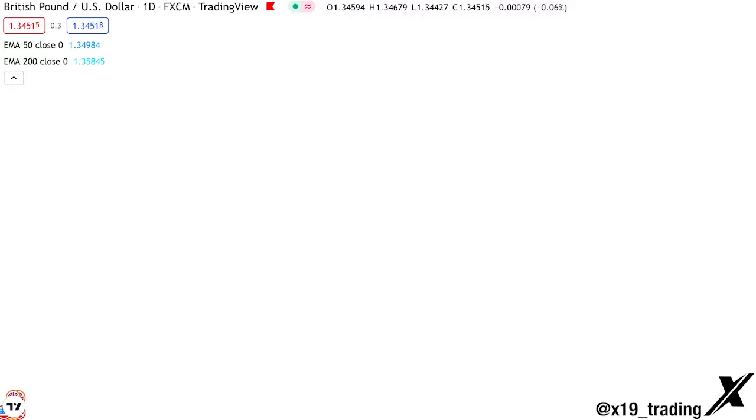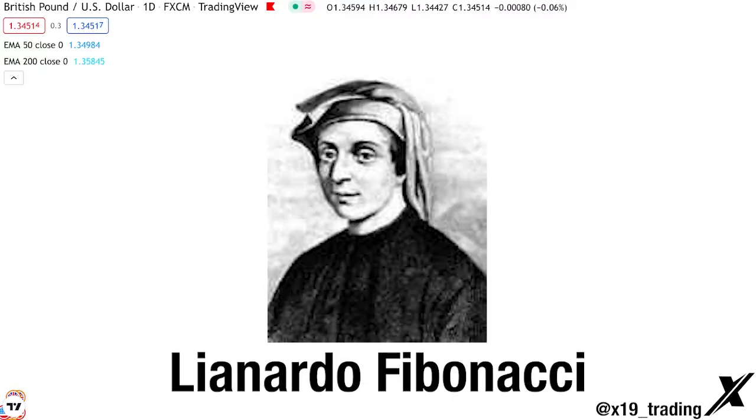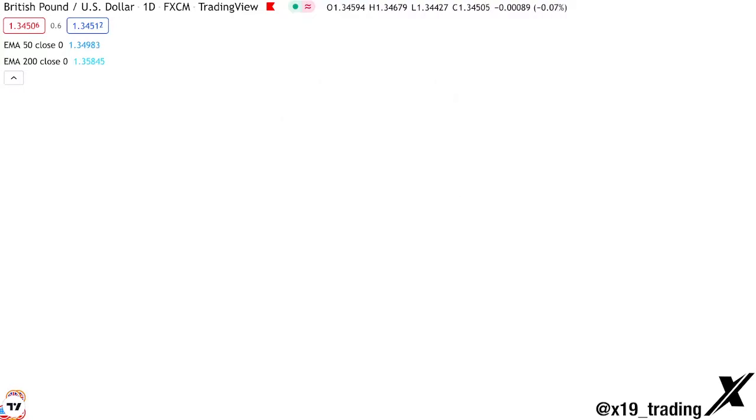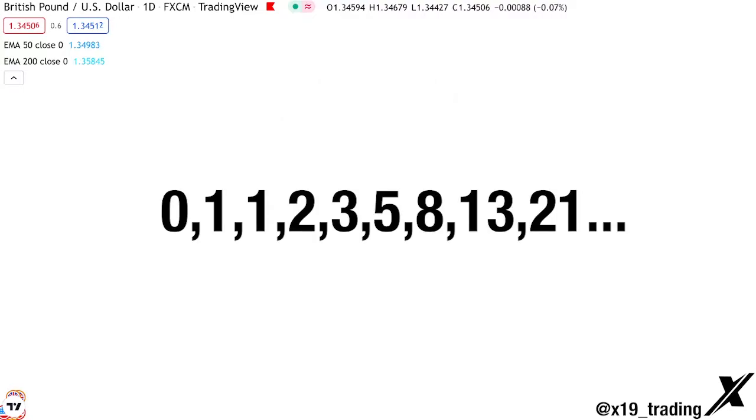So, a mathematician in the 12th century, I think it's 1170 AD, called Leonardo Fibonacci, discovered a series of numbers where each number is made up by just adding the previous two numbers. 0 and 1, if you add them together, it makes 1. If you add 1 and 1, it makes 2. 1 and 2 makes 3. 3 and 2, 5, and so on and so forth.